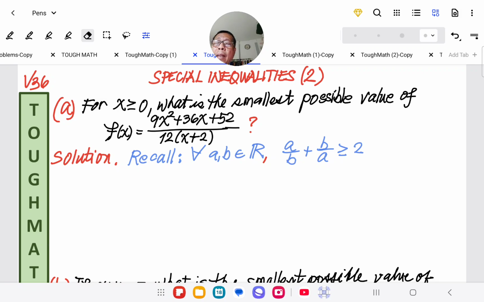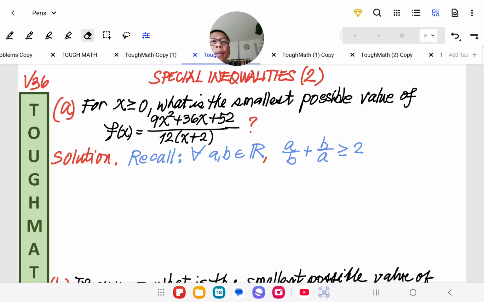So our first problem is, for x positive or 0, what is the smallest possible value of f of x, which is equal to 9x squared plus 36x plus 52 all over 12 over x plus 2?